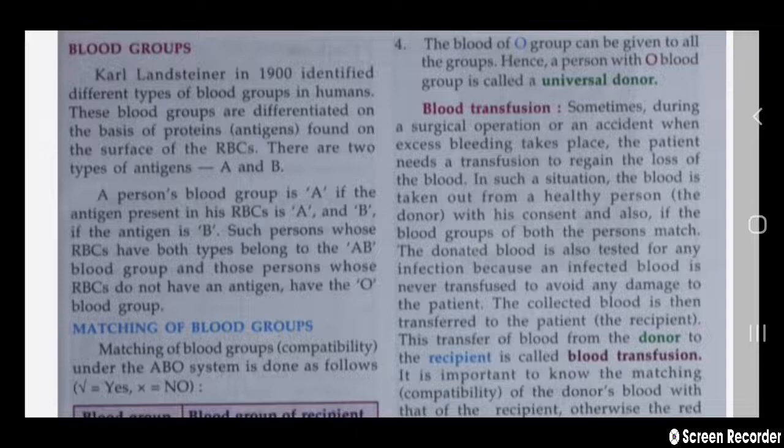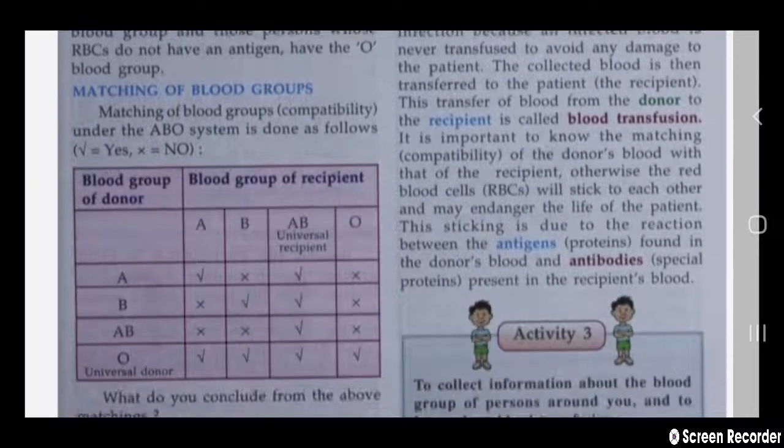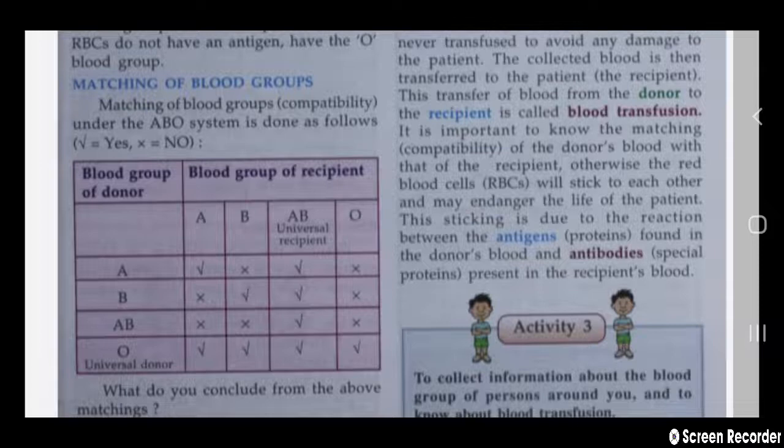Those persons whose red blood cells do not have an antigen have the blood group O. O blood group people have no antigen. So, matching of blood groups, and the blood group of the donor.